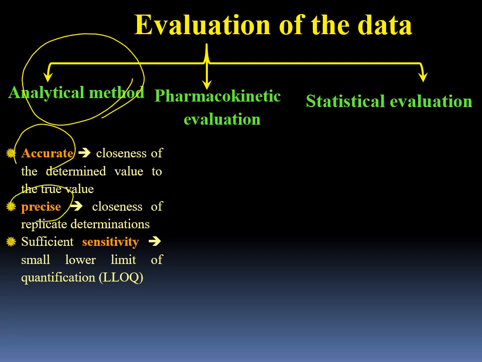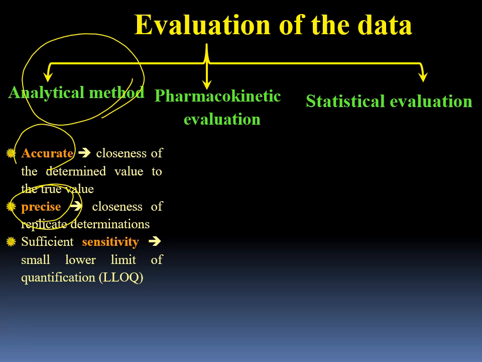And the word precise, it means if you inject the same sample several times in the equipment, in the HPLC, it will give you similar results. So if it is giving you in the first injection 10 nanogram per milli, if you inject it again, it will give you 9.8. Third time, it will give you 10.2. So it's very near, very close to each other.